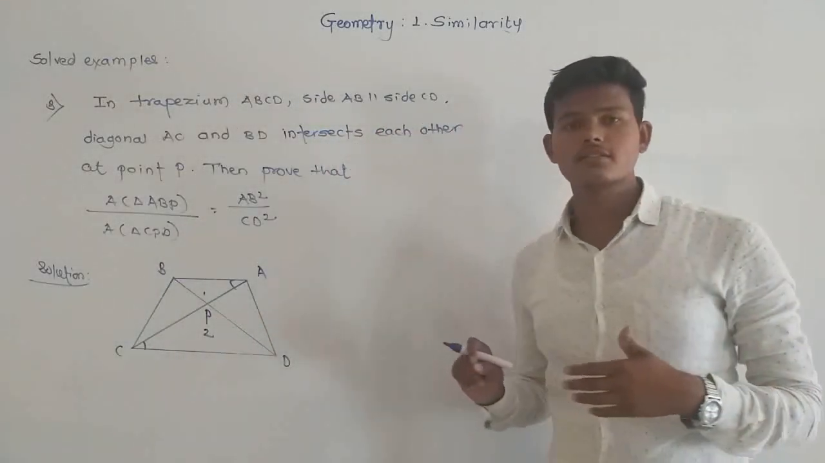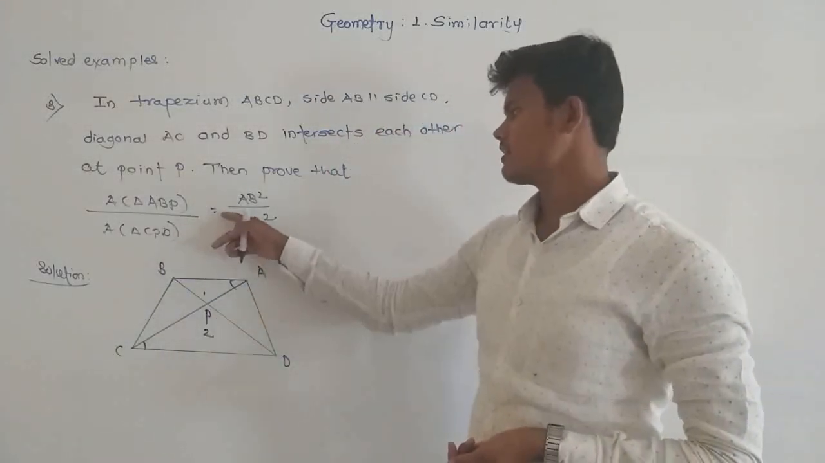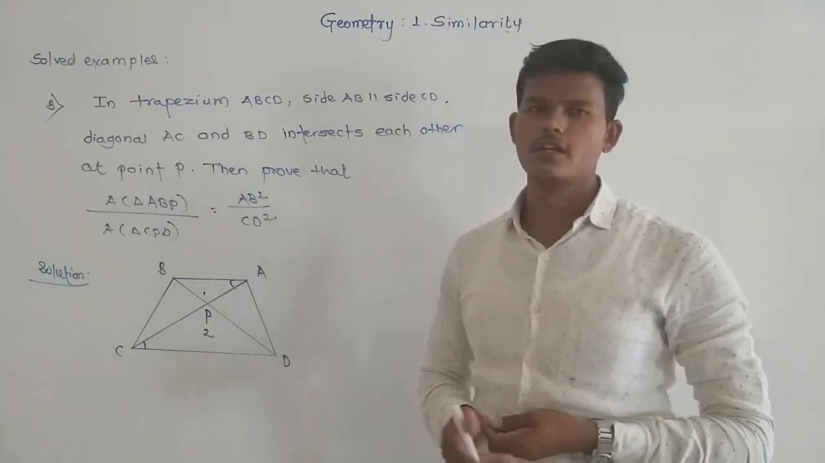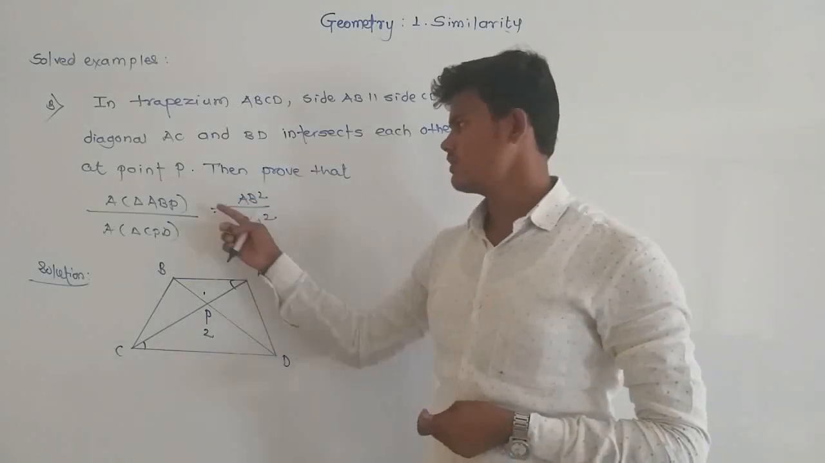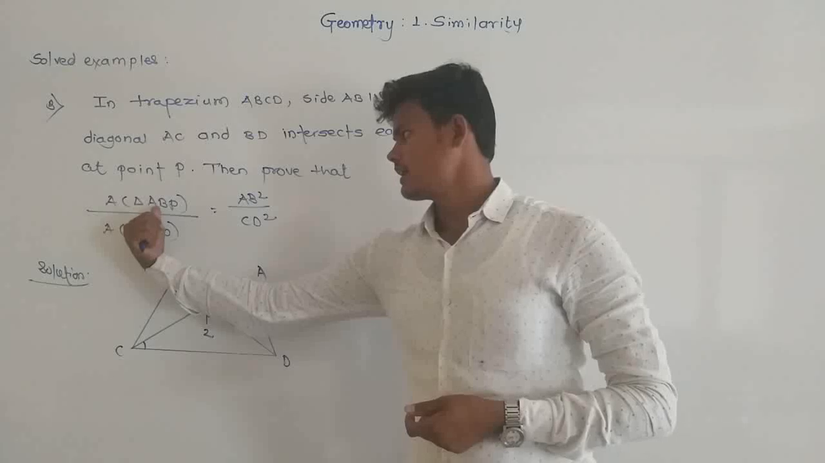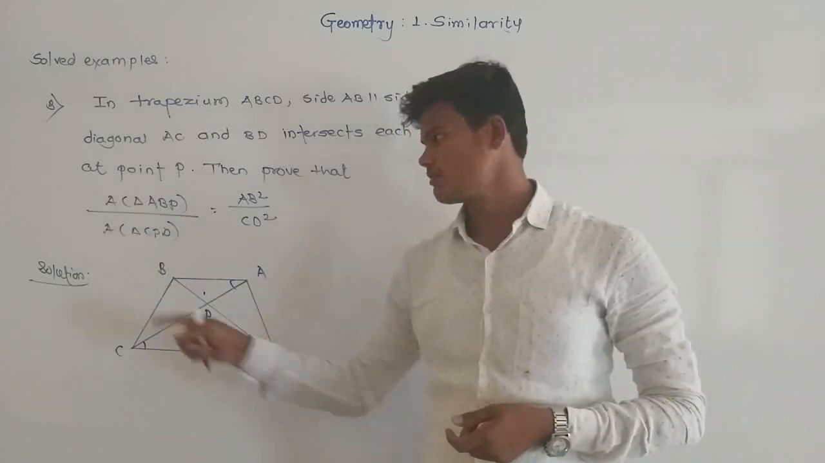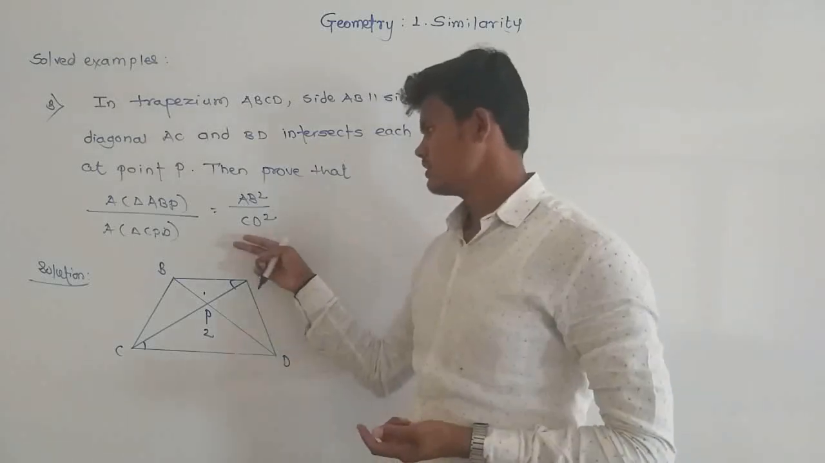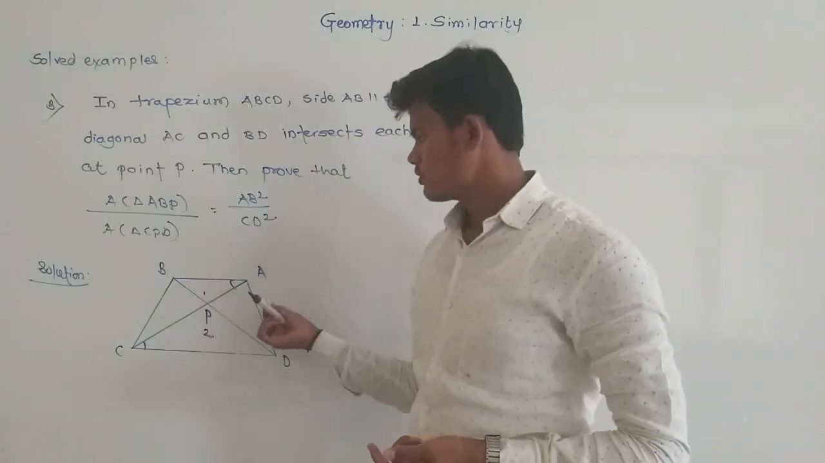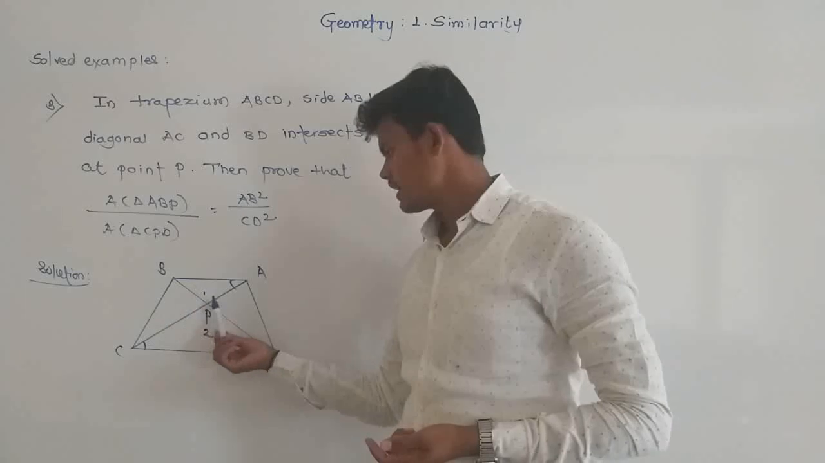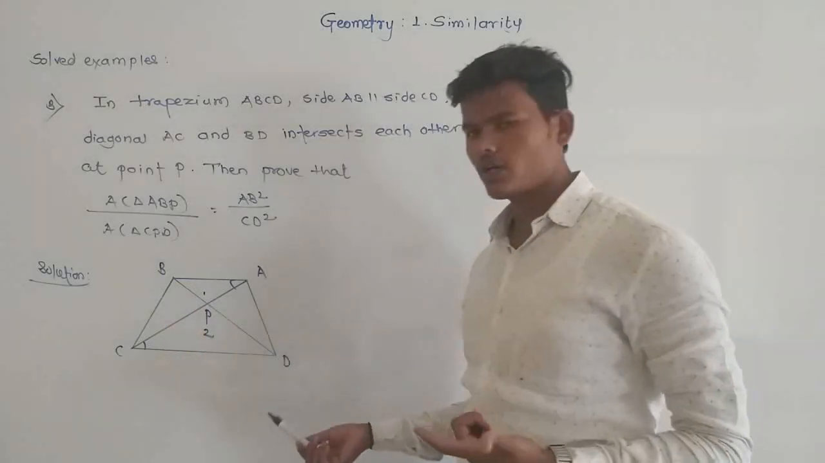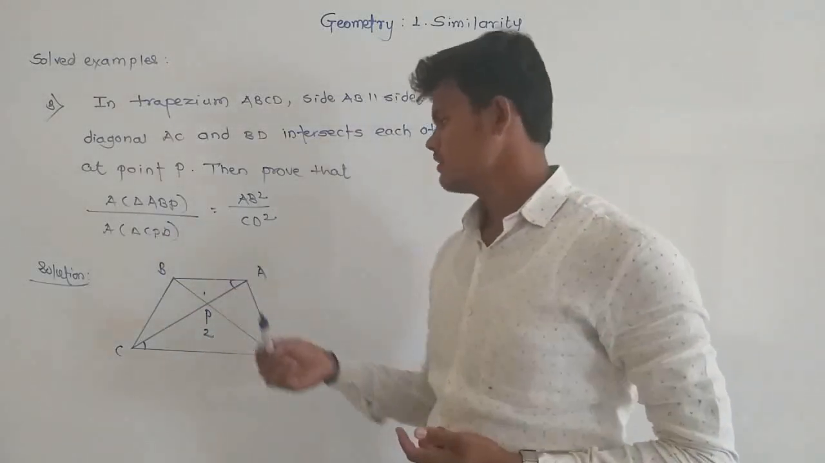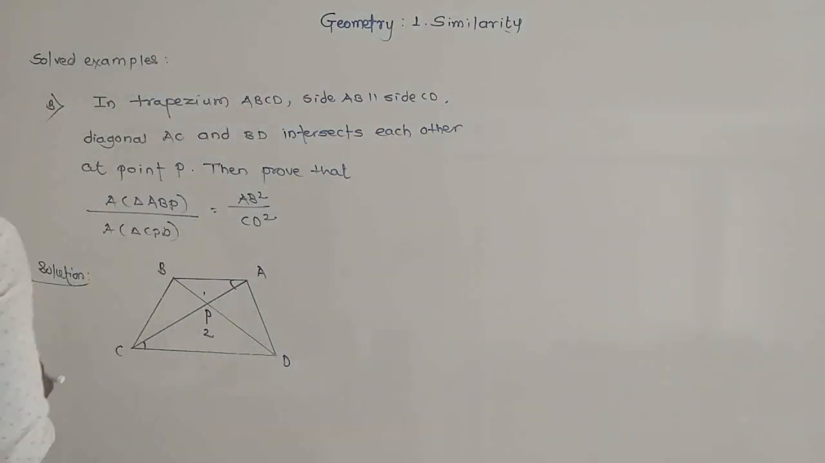And if two triangles are similar, then we take the ratio of squares of their corresponding sides. That means first of all we have to prove that triangle ABP is similar to triangle CPD. Without proving that, we cannot prove the given statement. So first of all, prove that. So first we prove that triangle ABP is similar to triangle CPD. Then we take the ratio of areas of two triangles.